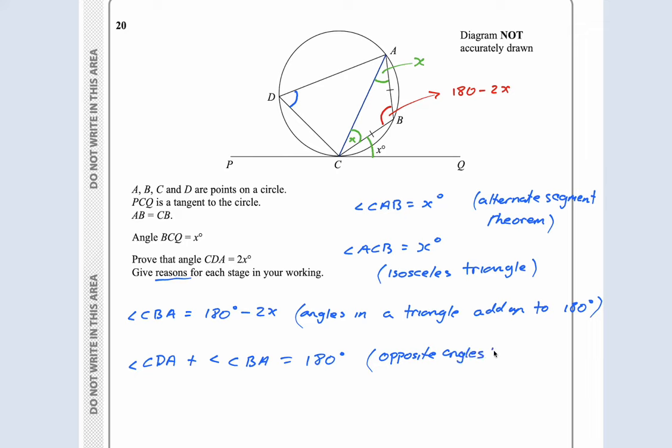angles in a cyclic quadrilateral. Cyclic quadrilateral because it's a quadrilateral, a four-sided shape that's on a circle, so we know opposite angles add up to 180. So now I can say angle CDA, that's the one I'm trying to find, plus CBA, which I know is this, plus 180 minus 2x has to equal 180.